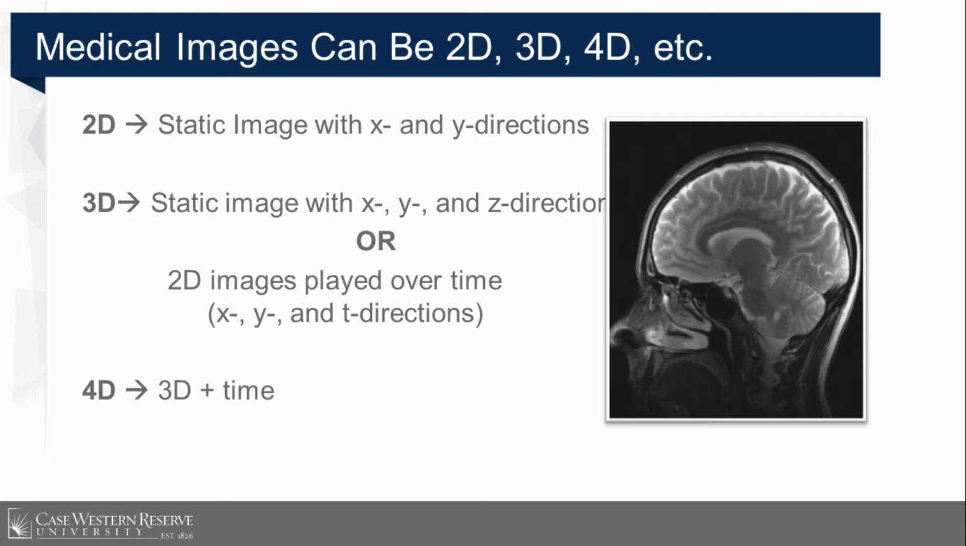Our three-dimensional images, again, can be static images with x, y, and z directions. So here we have 3 spatial directions. Or they could be two-dimensional images, which we're looking at over time.